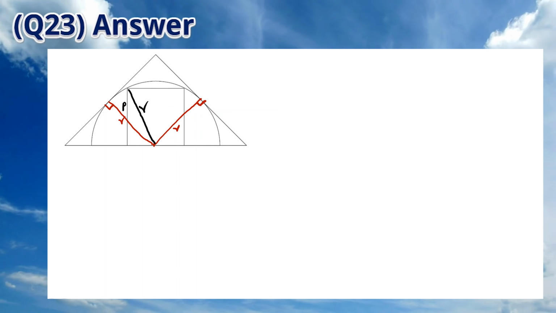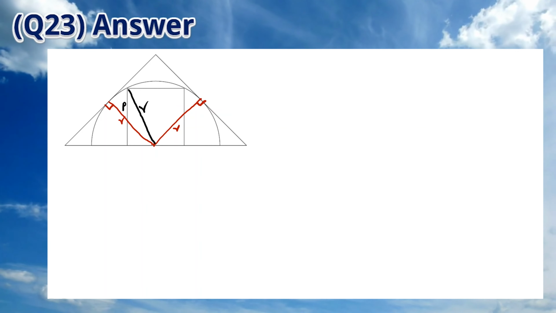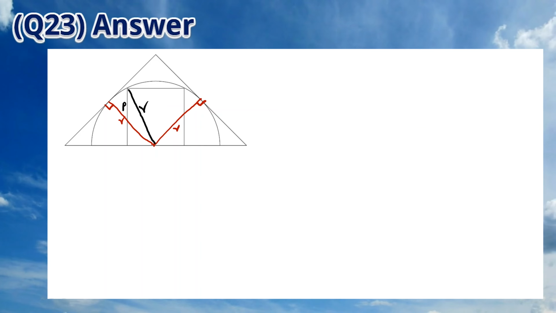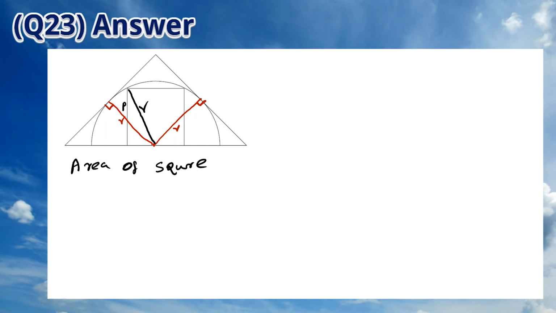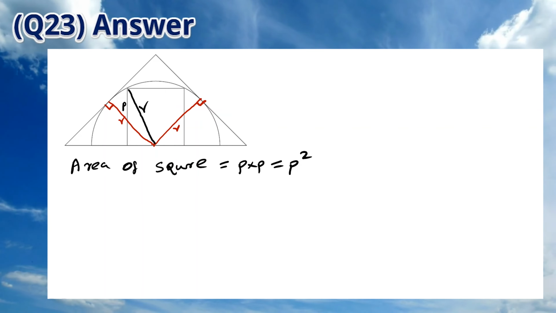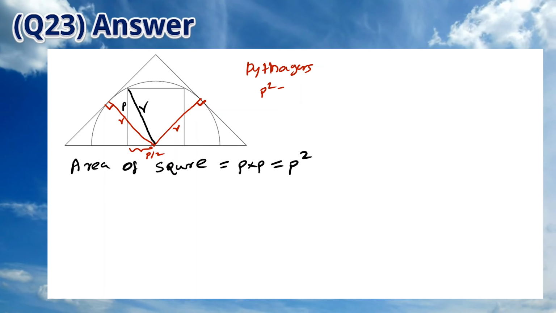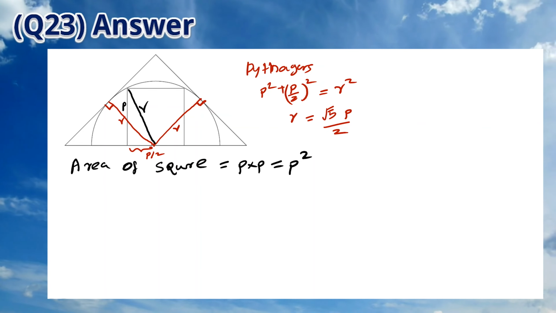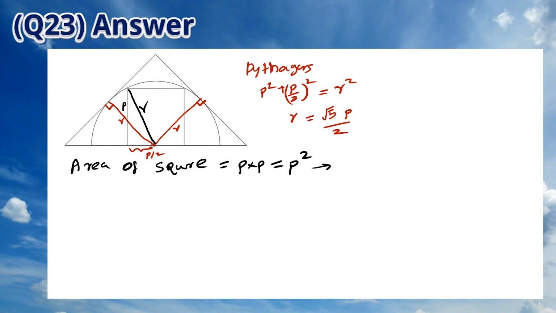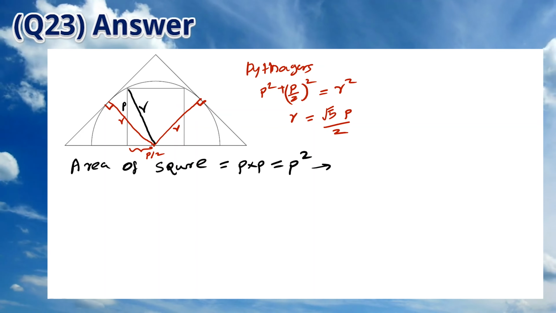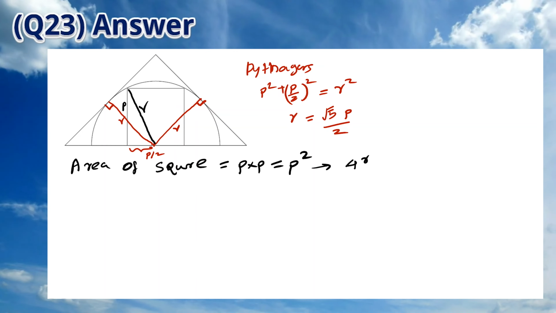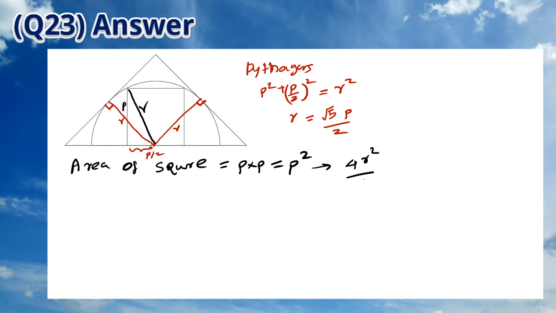We can mark the radii of the circle as r and the side length of the square as p. So the area of the square is p multiplied by p, which is p squared. We can use Pythagorean theorem to find a relationship between p and r. We get that r is equal to root 5 multiplied by p divided by 2. Substituting this value for p, we get that p squared, or the area of the square, is also equal to 4r squared divided by 5.